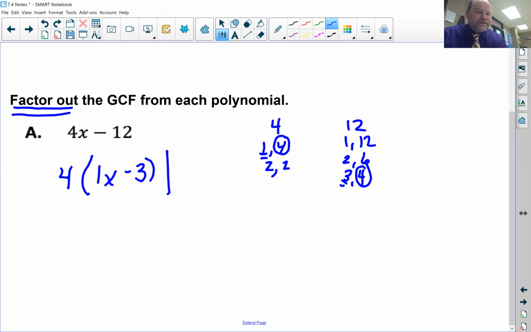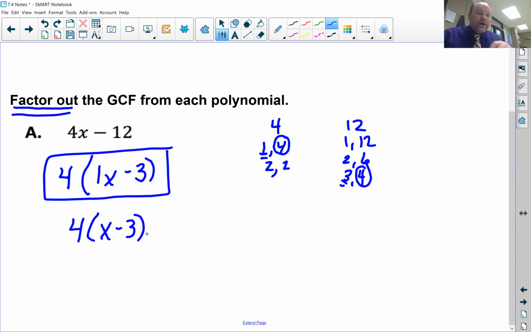So here is my expression, my polynomial with the greatest common factor factored out. And again, you don't have to write the 1. You certainly can. You don't have to. There is no variable in the greatest common factor because this second term doesn't have a variable. So sometimes you'll have a variable, sometimes you won't.